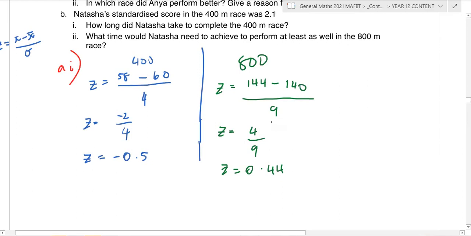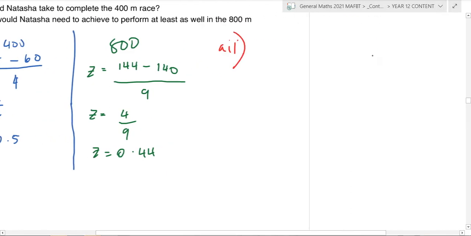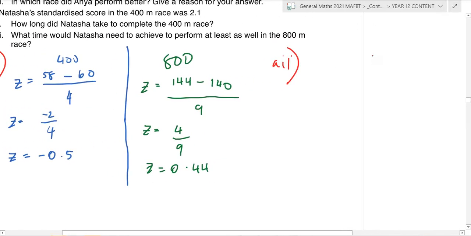Okay, now, in which race did she perform better in? All right, so remember, this is in the context of a race. So if it's a race, you want to make sure that you're faster than other people, right? So that means a negative Z score is actually better than a positive Z score. So for part 2, which did she perform better in? You would say that she performed better in the 400-meter race, because her Z score is actually below the mean.